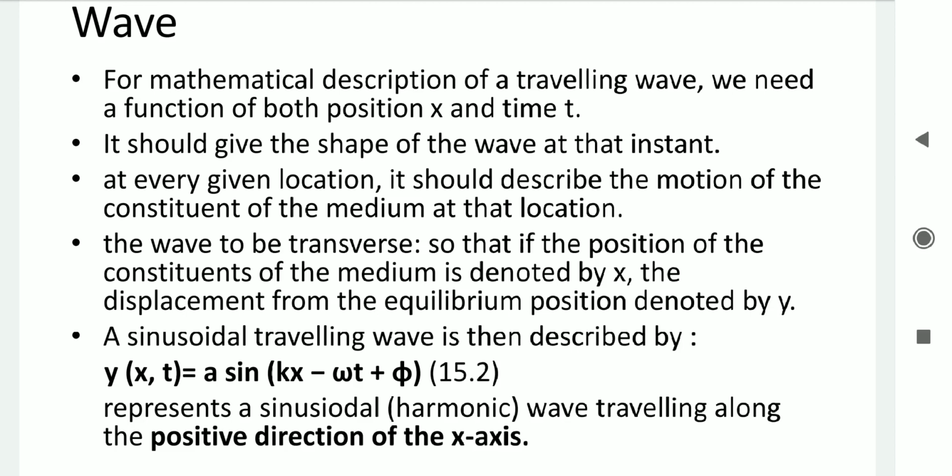Here we are defining the sinusoidal wave, the sine wave: y equals a sine of kx minus omega t plus phi. Here a defines its magnitude, phi defines its phase difference. This represents a sinusoidal wave traveling along the positive x direction. This phi in the sine function gives the linear combination of sine and cosine function, that gives you the phase difference.